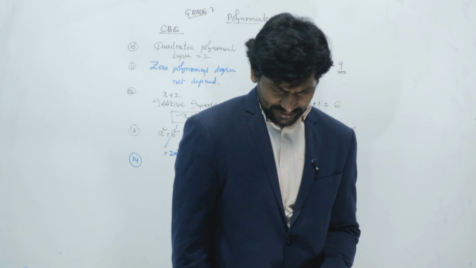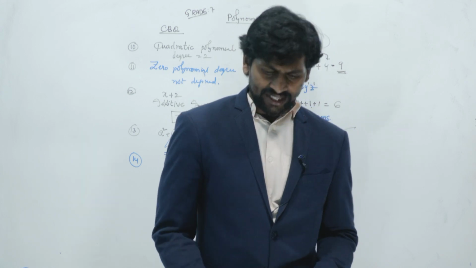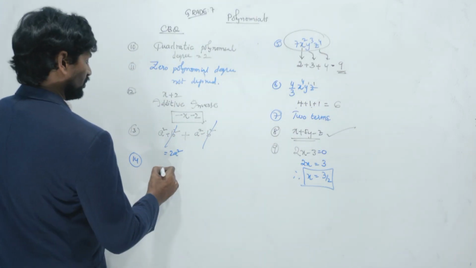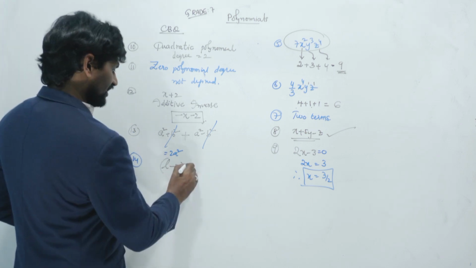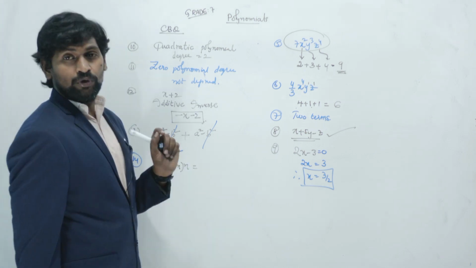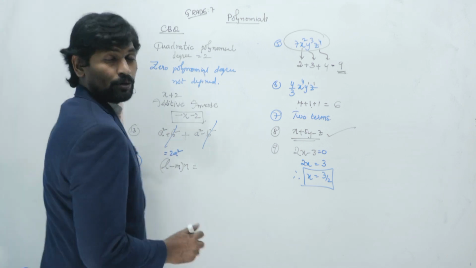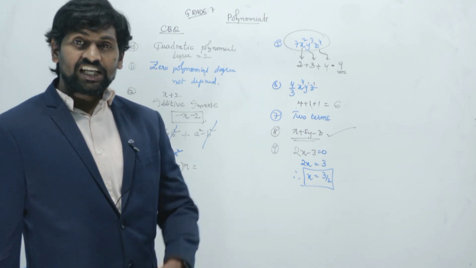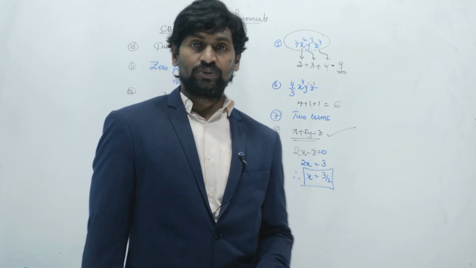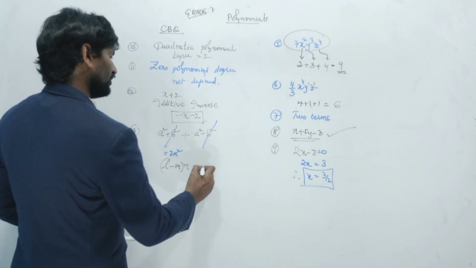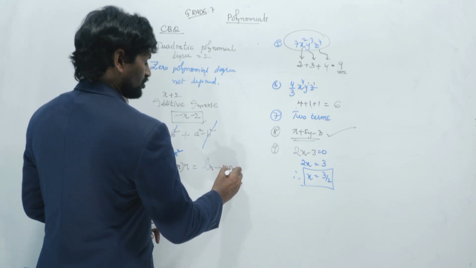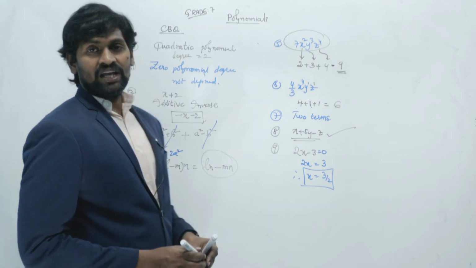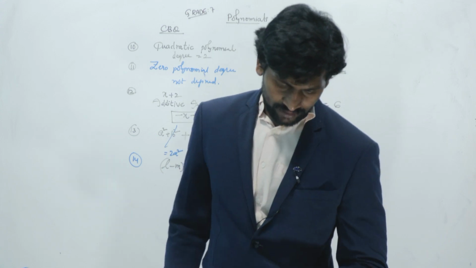Next, L minus m into n. L minus m is a binomial containing two terms, into n. N is a monomial. Binomial into monomial multiplication is like the distributive property: a into b plus c equals a into b plus a into c. Same way, L into n becomes Ln and m into n becomes mn. So the answer will be Ln minus mn. Option 1.